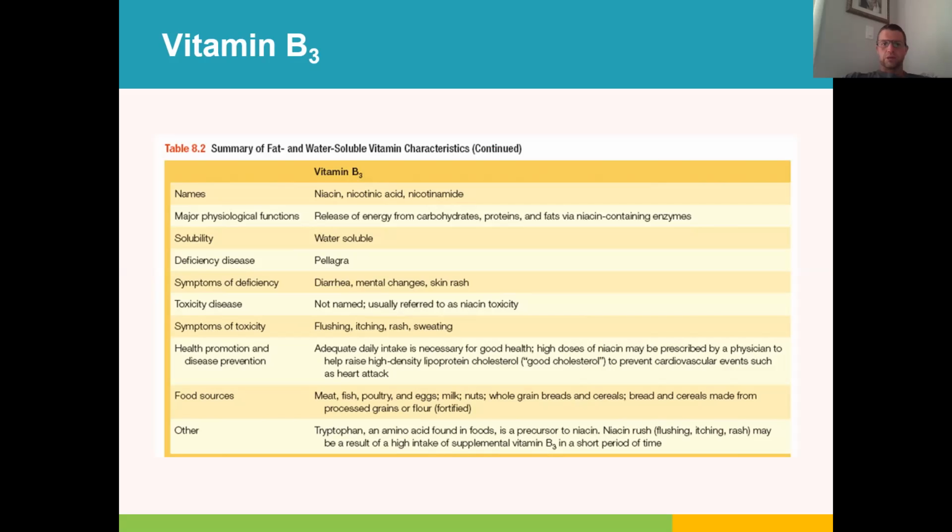B3, or what you'll normally see listed is niacin, right? Nicotinic acid or nicotinamide. I've never seen those two listed in food products, but niacin is. Major function: release of energy from carbohydrates, proteins, and fats via the niacin-containing enzymes, and it's water soluble. The deficiency disease is called pellagra. Symptoms of deficiency: diarrhea, mental changes, skin rash. Toxicity isn't named, usually referred to as niacin toxicity. Symptoms of it: flushing, itching, rash, or sweating.